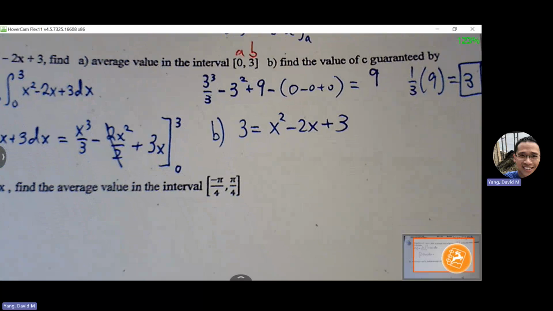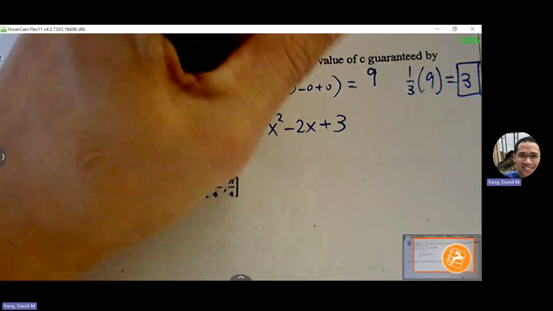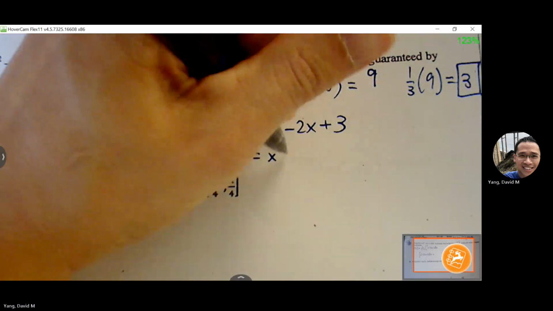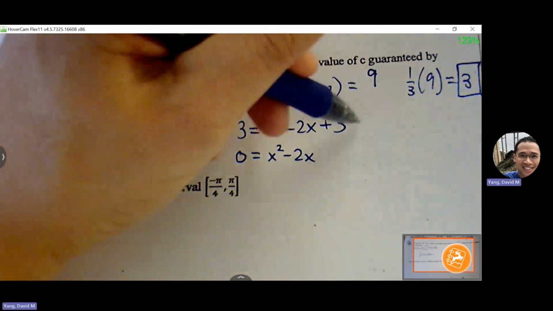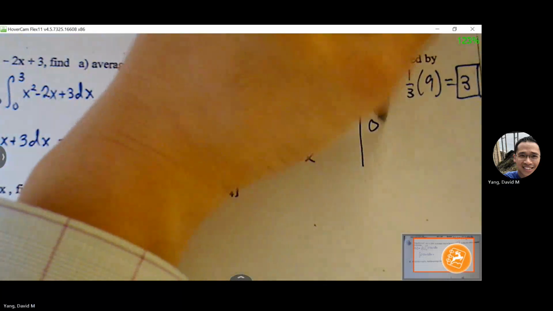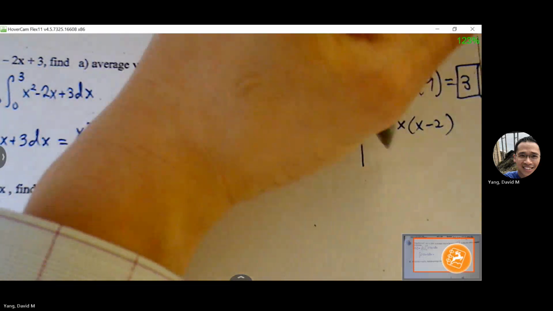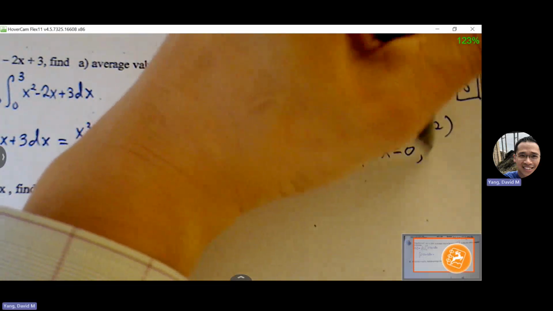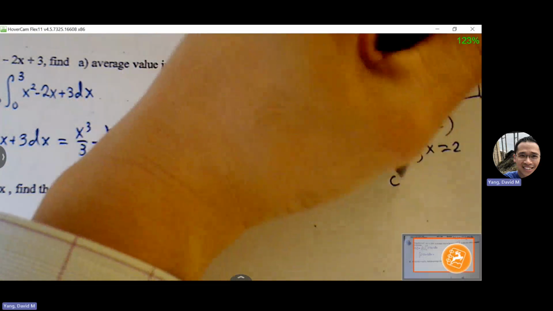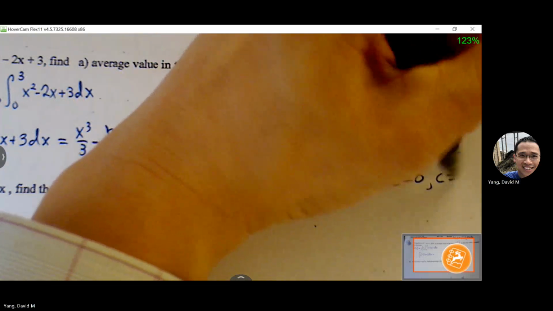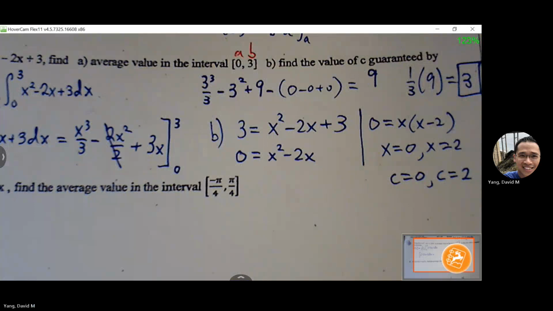So here, if I bring everything over to one side, the 3's cancel out. Factor out the x. So x equals 0, x equals 2. I have 2 c values. Are both okay?